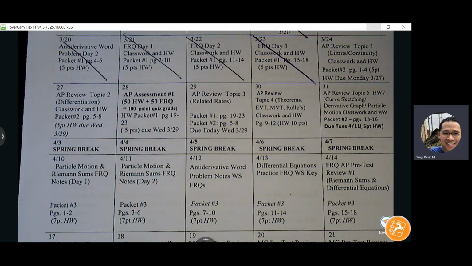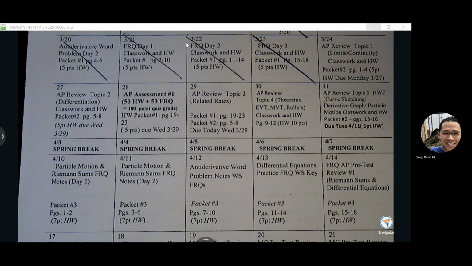Make sure you bring your calculator, and I'll have a formula sheet on page 24 attached to your quiz. Okay. Any questions about the quiz for tomorrow? Okay. So let's go to page 5.